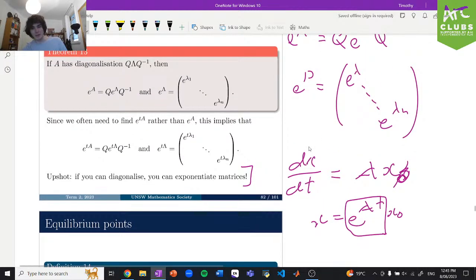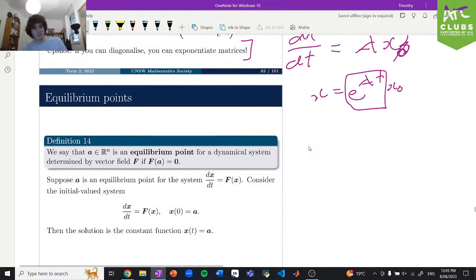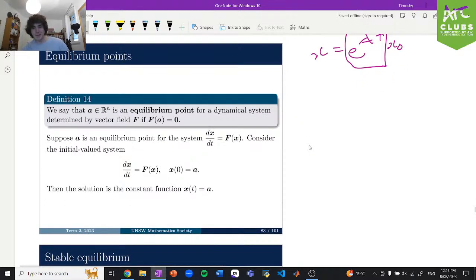Or can you work through the algorithms to diagonalize it, which is really cool. Got any other questions on that? Chuck them in the chat. But let's move through to our idea of equilibrium points.